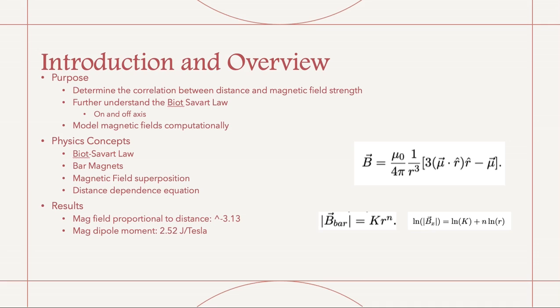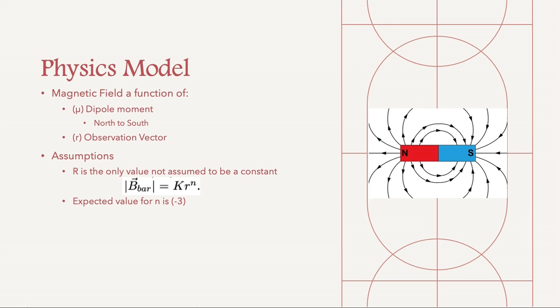This experiment resulted in a magnetic field proportional to the distance to the negative 3.13 power, and the dipole moment equal to 2.52 joules per Tesla. The conceptual model models a bar magnet as shown to the right. The observed field depends on the dipole moment, which points north to south, and the observation vector r. These quantities were all expressed in the Biot-Savart law as seen previously. We make the assumption that r is the only value that is not assumed to be a constant. So we can express the magnetic field as a function of constant k times r to the nth power, where we will expect n to be equal to approximately negative 3 in an ideal scenario.